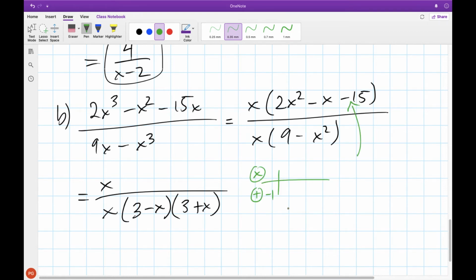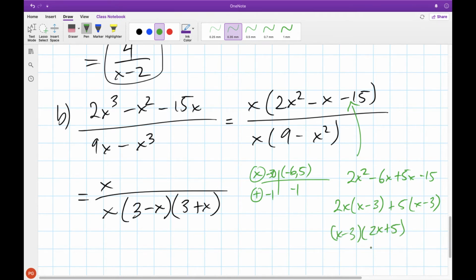We're looking for two numbers that add up to give -1, this middle, and multiply to give our first number times our second number. So we want two numbers that multiply to give us -30. That means the numbers we're looking for here are -6 and +5. We then split the middle using this. We factor the first two and factor the second two. Now we have a common factor at the start and the end. We can factor that out to get our final factored form here.